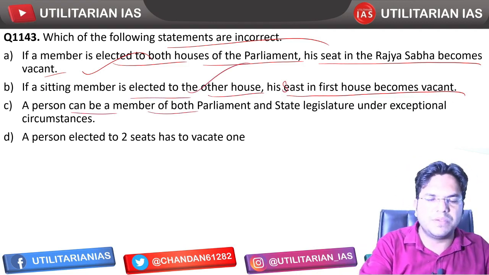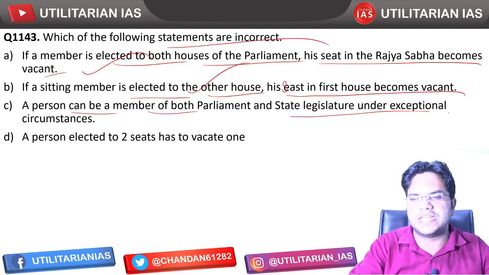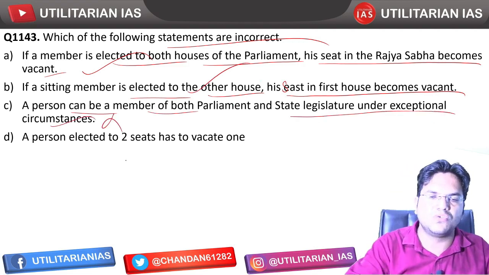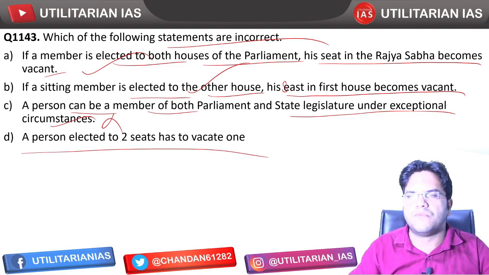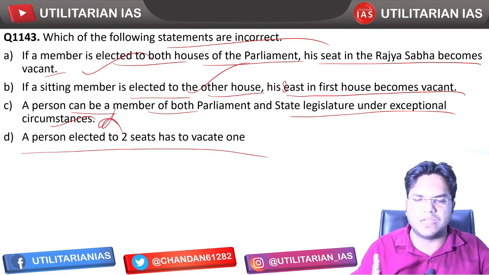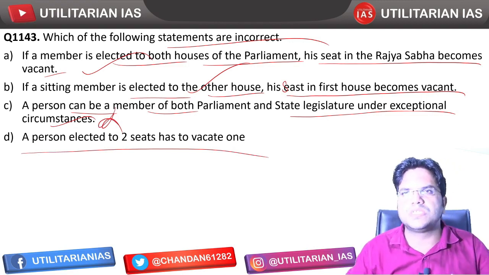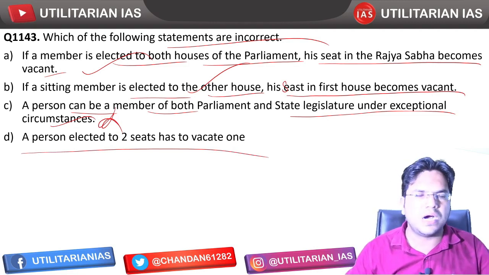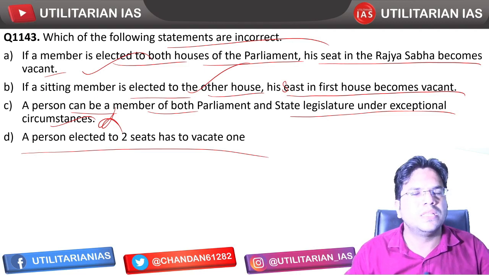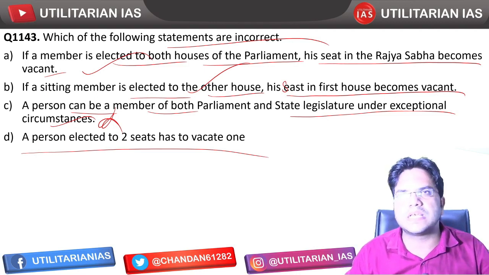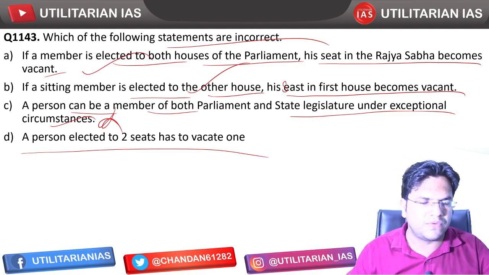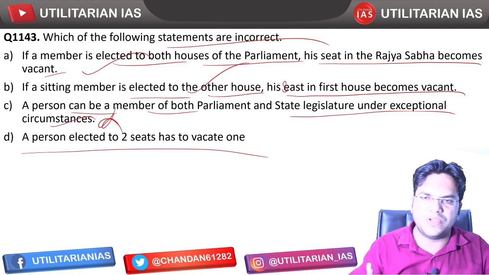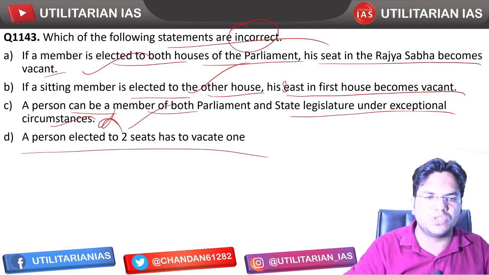If a person can be a member of both Parliament and state legislature under exceptional circumstances, so this is going to be wrong. I need not even read the fourth statement. I am rejecting it outright, because in no situation, no matter how exceptional the circumstances are, can a person be an MP as well as an MLA. He needs to resign from one. So C is going to be the right answer, as we have to tell the incorrect statement.